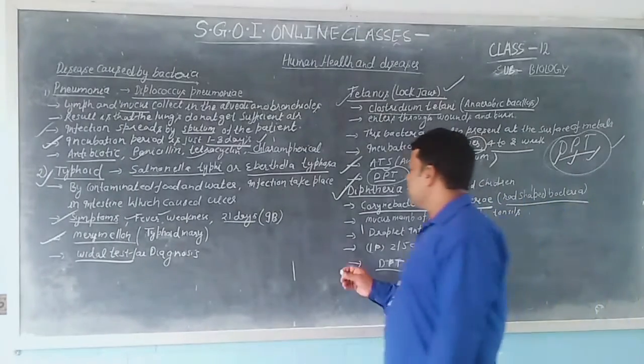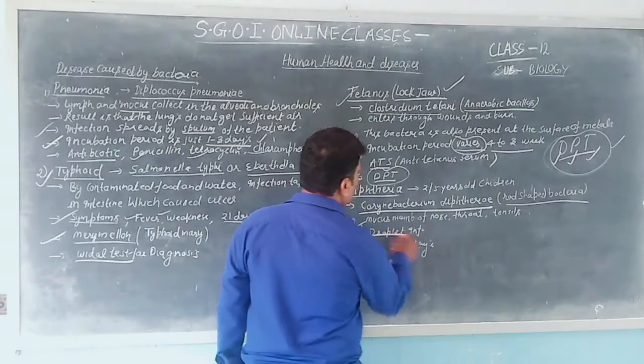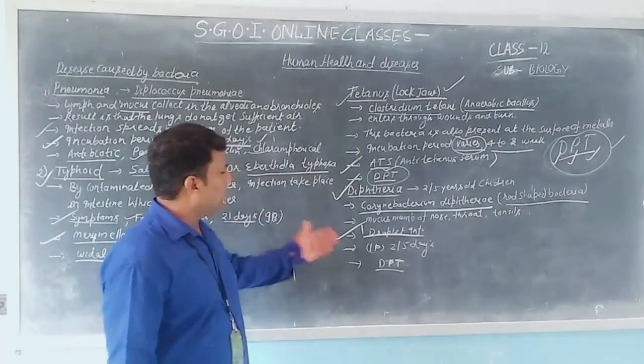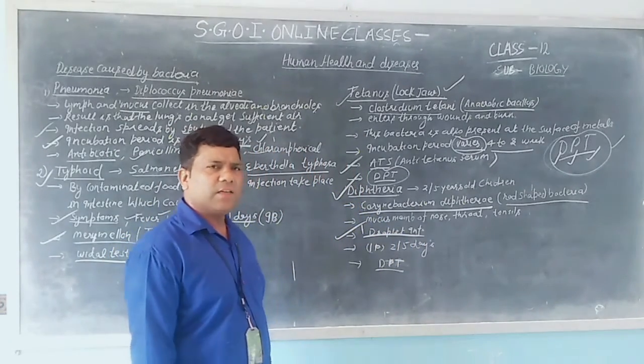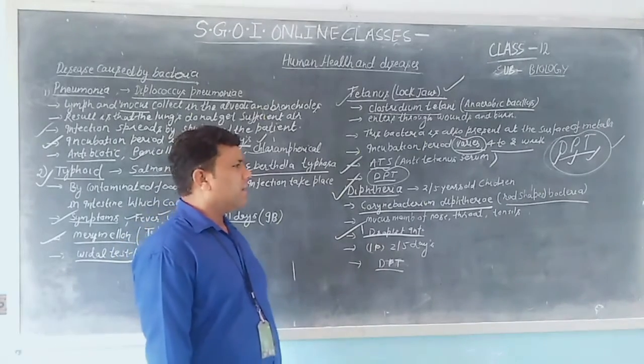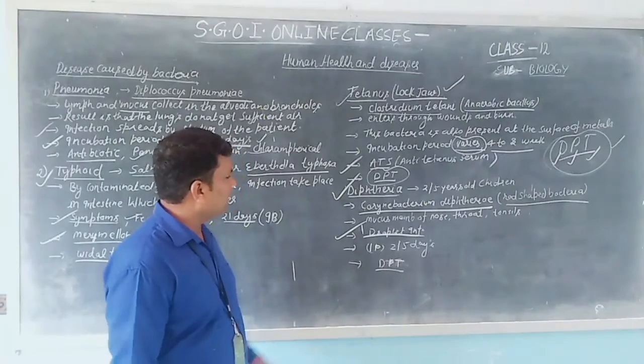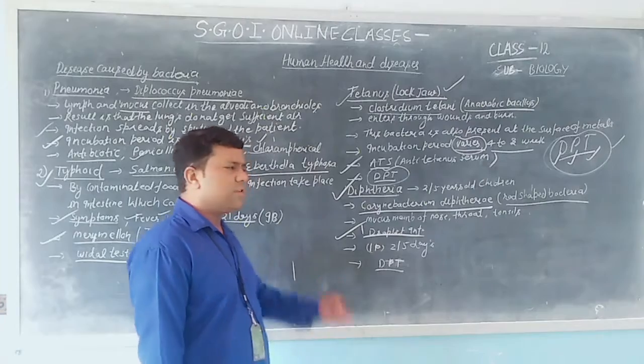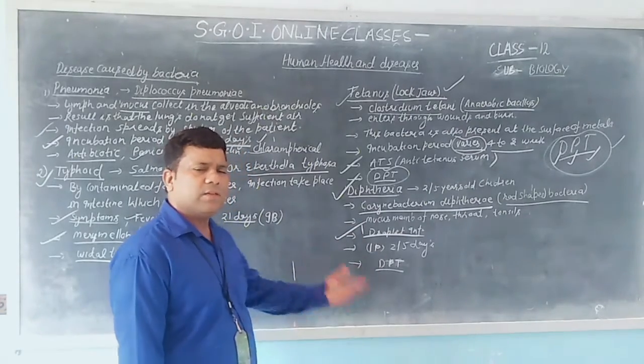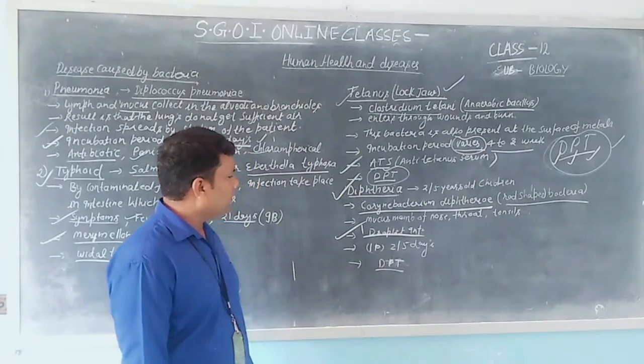Now this disease is spread by droplet infection. Diphtheria disease is spread by droplet infection. As you know, when a person is infected by diphtheria, droplets go to another person and that person gets infected. Okay.